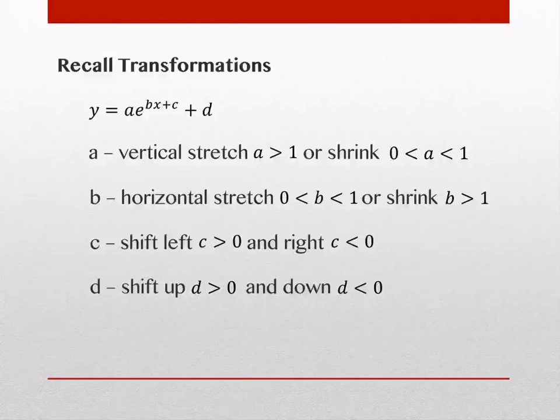If you have the b that's multiplied by the x in the exponent, that's a horizontal stretch or shrink. Now notice the stretch is the 0 to 1 and the shrink is the greater than 1. It sort of switches the way we're defining it because of the way that those stretches actually affect the graph. C, that is a value that's added or subtracted to the exponent. If that value is bigger than 0, it shifts it left. And if it's smaller than 0, it shifts it right. And then if you add anything on the end, that plus d, if that value is bigger than 0, it shifts it up, and if it's less than 0, it shifts it down.